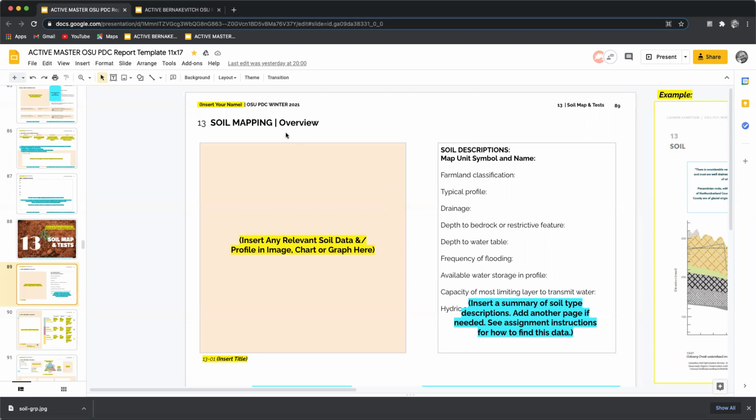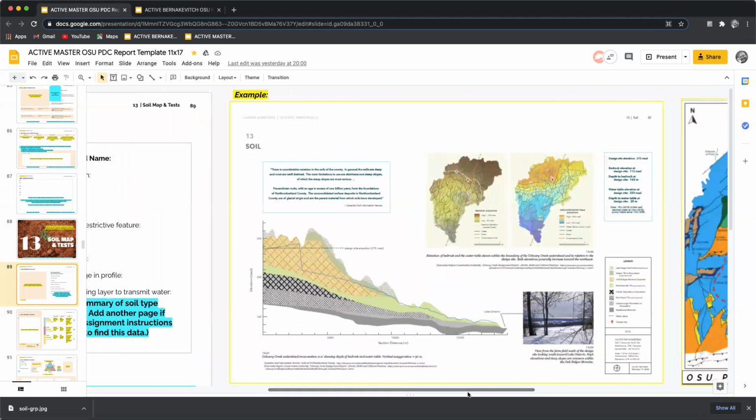So when we get to our first assignment here, the overview, we want to get a sense of what is the big picture, and our examples really show that. This example is beautiful, giving us a sense of what is the cross section of soils and how do they work across this cross section of Ontario.